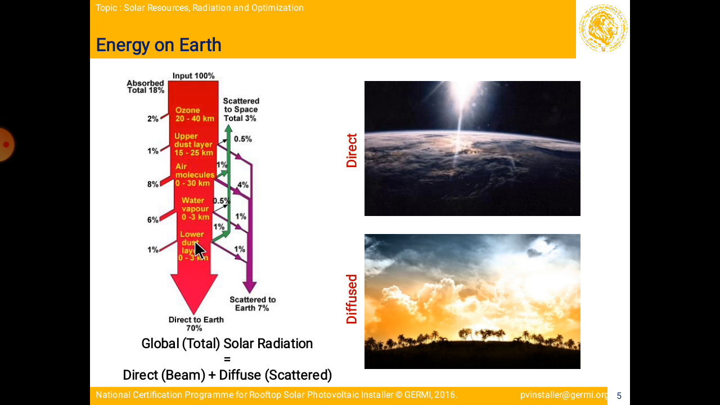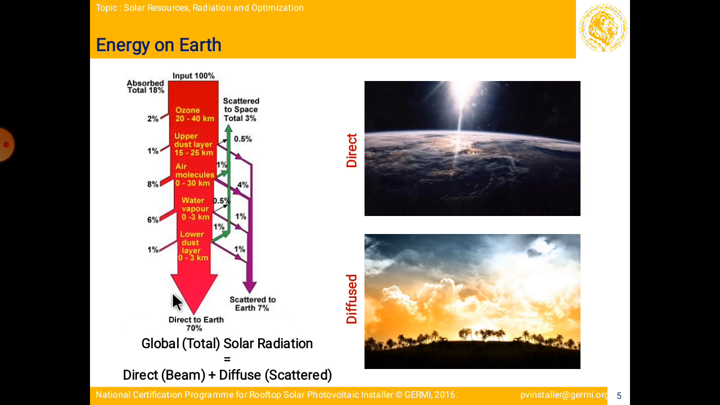And then after that we will have the lower dust layer, which is 0 to 3 kilometers away, with the water vapor, and it will absorb 1% of the energy which is radiated from the sun. So we get direct radiation to earth at around 70%, and the scattered radiation on the earth at 7%.